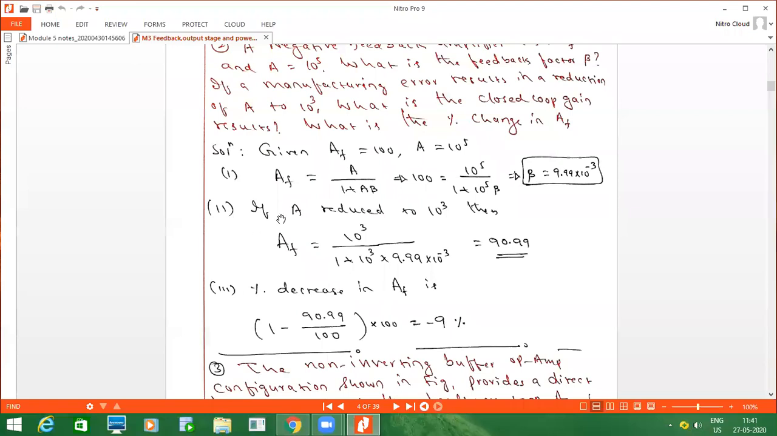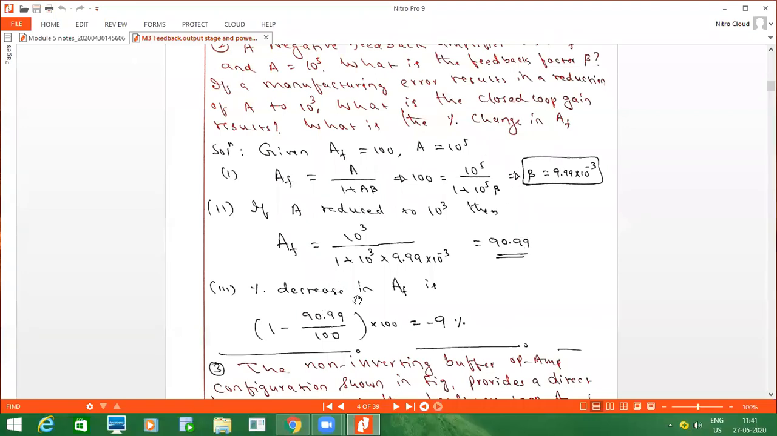The second one, if A is reduced to 10 to the power of 3, that is, 10 to the power of 5 becomes 10 to the power of 3, what about the value of AF? Okay, so now AF will be equal to 90.99. 90.99 means it was 100 and it reduced to 90.